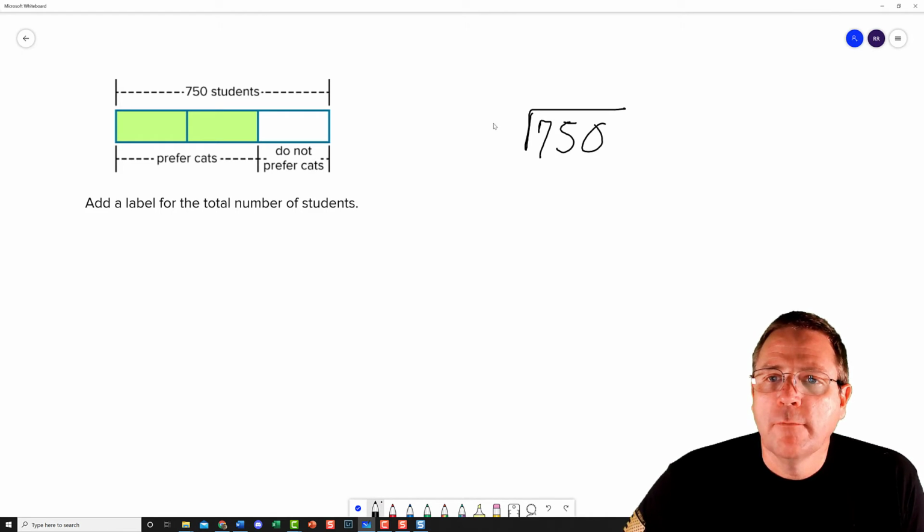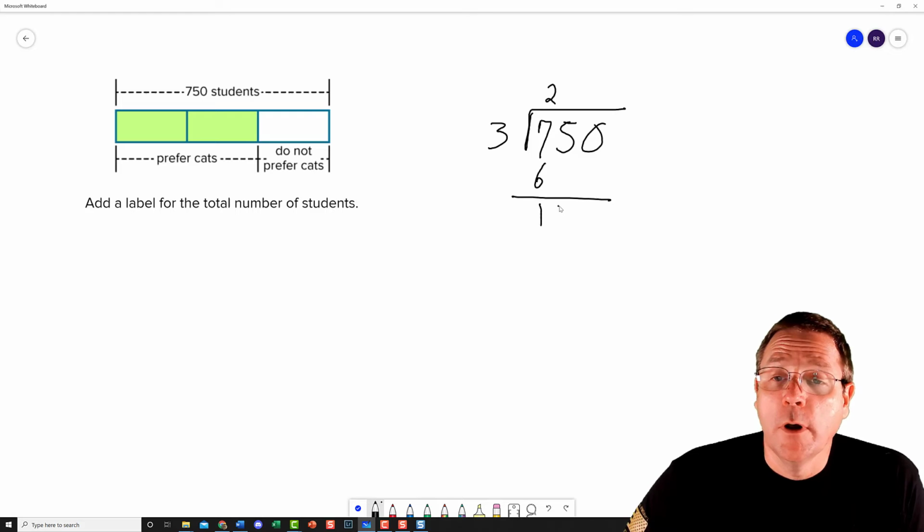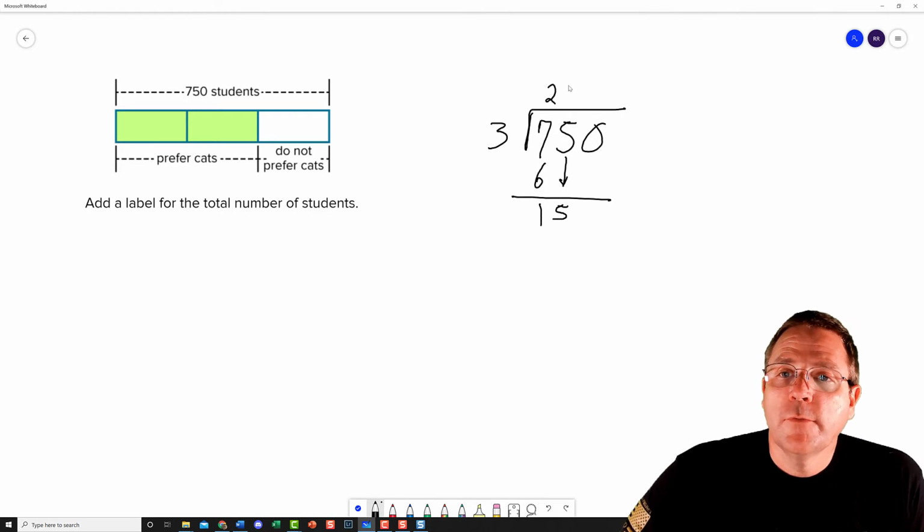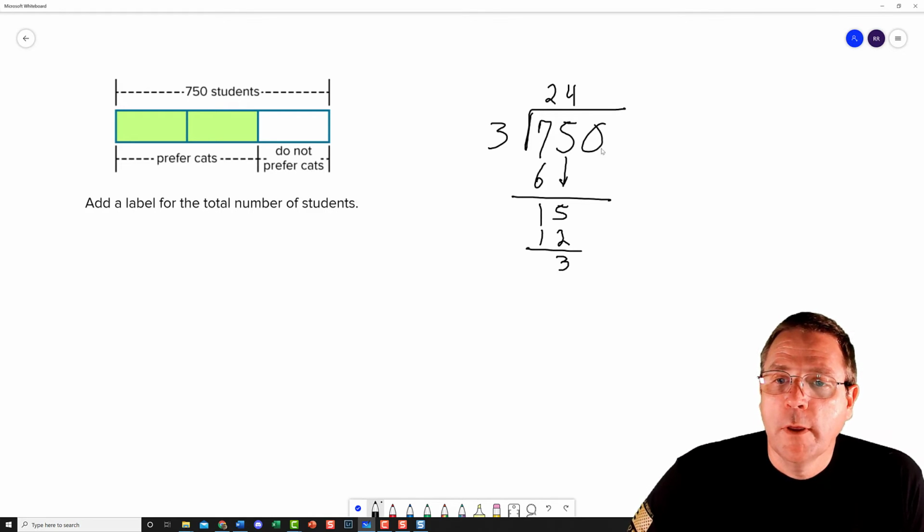750 divided by 3. 3 goes into 7 2 times. 2 times 3 is 6. That's going to leave us 1. Bring down your 5. Next, 3 goes into 15 4 times. 4 times 3 is 12. 3 left over. Bring down your 0. And 3 goes into 30.